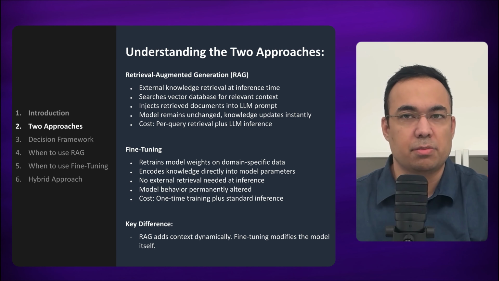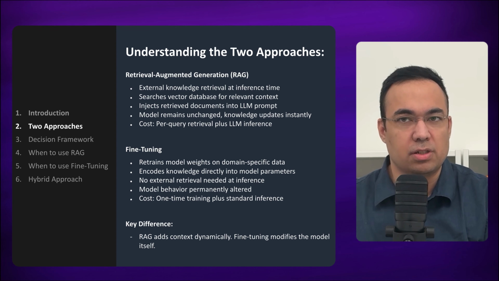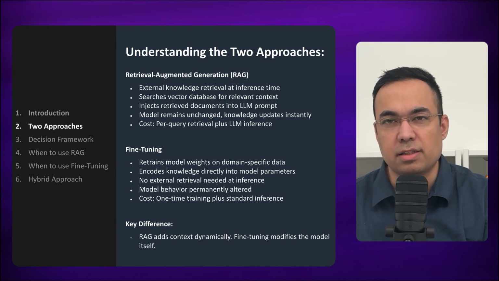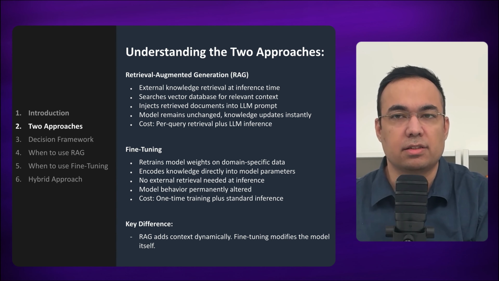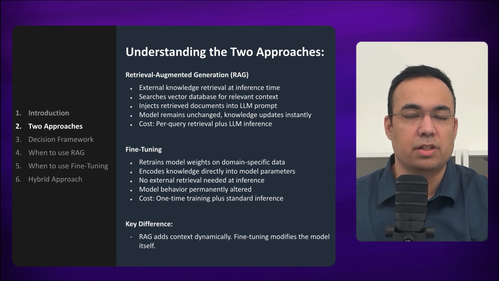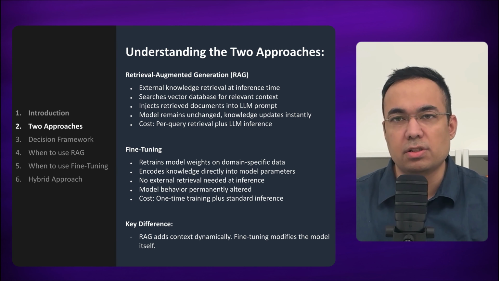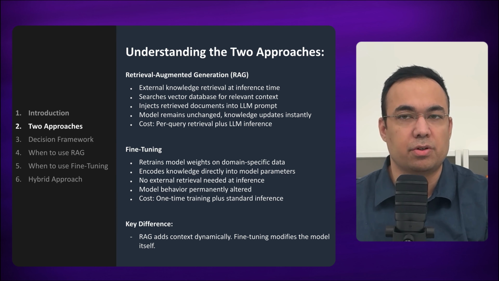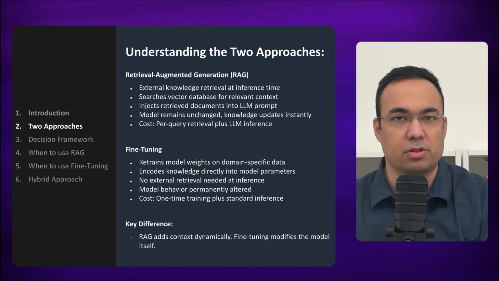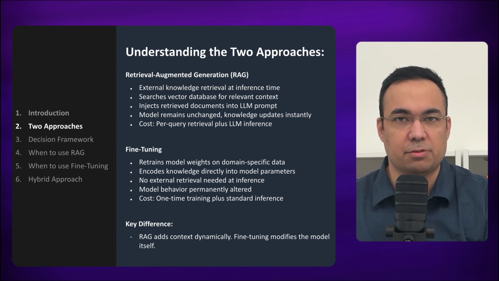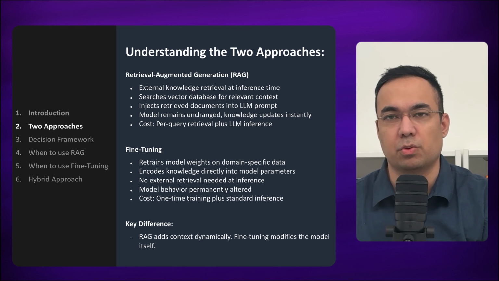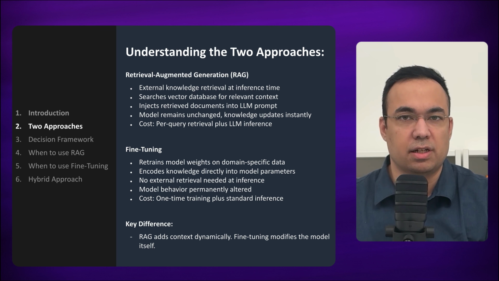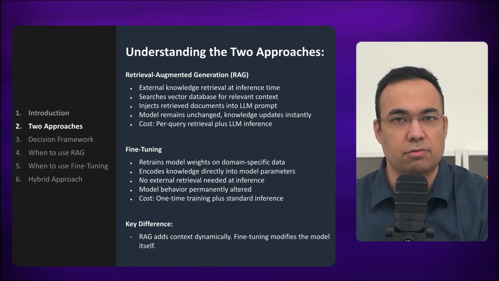Now, fine-tuning works a bit differently. In this approach, you retrain the model's internal weights using domain-specific data. This encodes knowledge directly into the model's neural network weights. At inference time, you don't need any external retrieval, so the model already has the knowledge embedded in its structure as part of the fine-tuning. The model's response patterns are permanently altered based on the training data that you use as part of the fine-tuning process. The cost structure is a one-time training expense, which can be pretty substantial, followed by the standard inference cost without the retrieval overhead. The key difference between these two approaches is that RAG adds context dynamically at query time, while fine-tuning modifies the model itself before you deploy it.